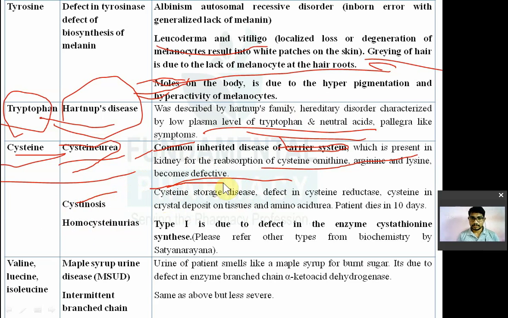Amino acid will come in your urine. Patient will die in 10 days. Patient suffering from cystinosis will die in 10 days.